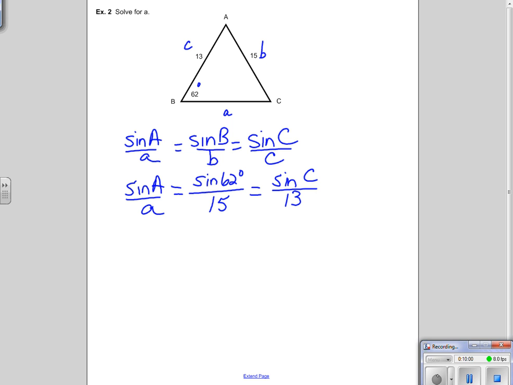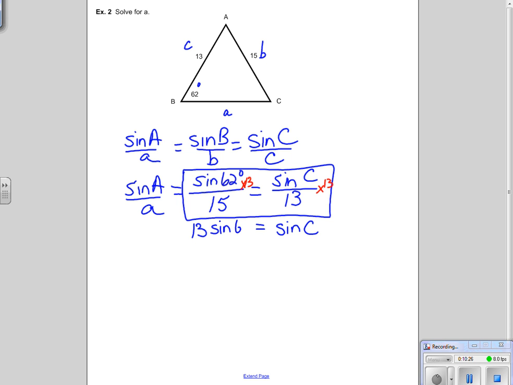To solve for angle C, we do as we always do when we're solving. We are trying to get something alone. So if I want, and I'm only looking at these two right now, if I want to get sine C alone, I need to get rid of the divide by 13. So to get rid of divide by 13, we multiply both sides by 13. My right side becomes just sine C. My left side is 13 times sine 62, all divided by 15. And we'll use a calculator for that.